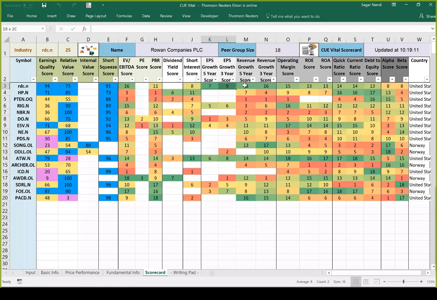And instantly we also see in this peer list, it has the best growth, one of the best. I think ATW is another one with very good growth, but ATW's valuation is not so attractive because relative value is pretty weak. So RDC immediately caught my eye as a good balance between attractive valuation, potential short squeeze, and also good growth in this peer group.